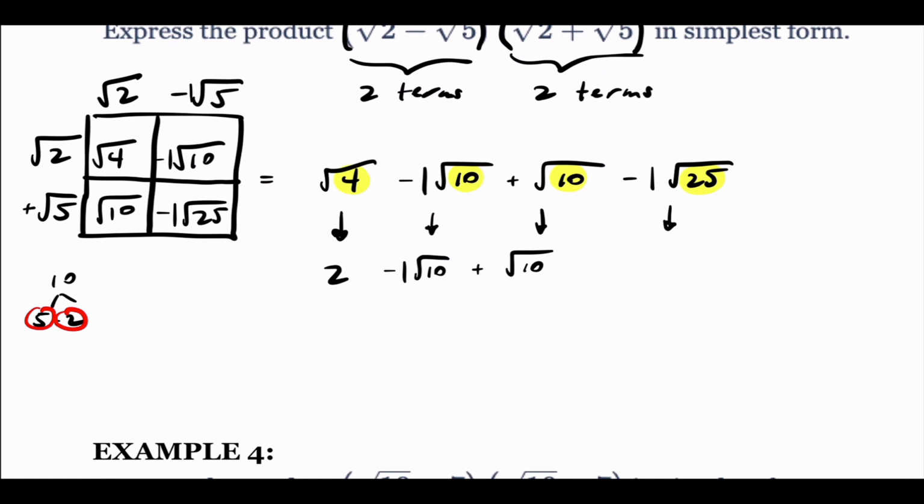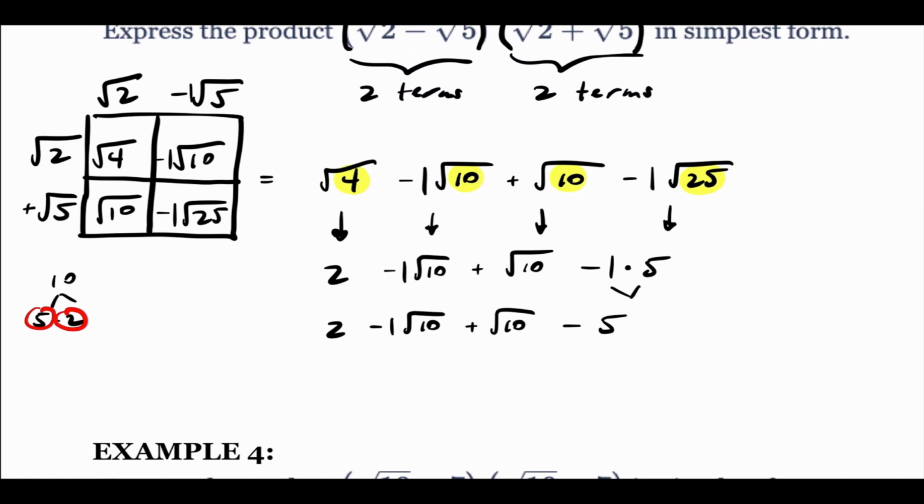Next one is the square root of 25. That's 5. That's an actual number, right? 5 times 5 makes 25. So I'm going to change that one to regular 5. So it's going to multiply with the negative 1 that was in front. So I get 2, negative 1 square root of 10, positive root 10 minus 5. Simplifying's done.